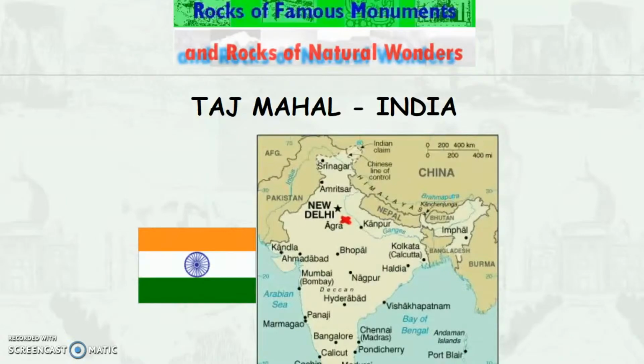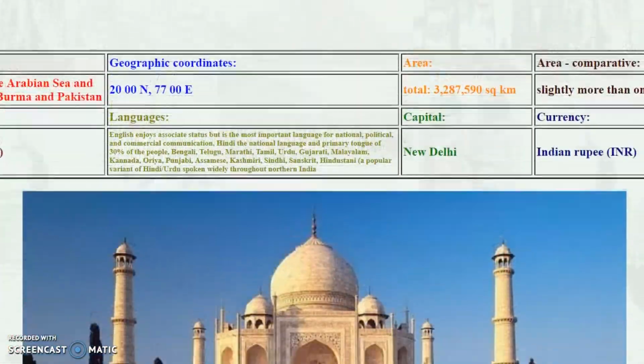Now that we know the three different types of rocks, igneous, sedimentary, and metamorphic, we're going to be going on a virtual field trip. We're going to be visiting virtual landmarks and rock forms that are made out of these three different types of rocks, and we're going to be discussing their characteristics. So the first place we'll be going to visit a rock monument is in India, and we'll be visiting the Taj Mahal.